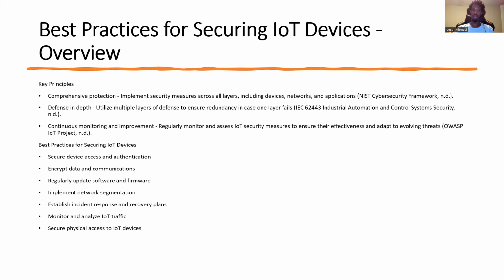So the first one would be securing the device access and authentication. The second would be to encrypt data and communication. The third one would be to regularly update software and firmware. The fourth one would be to implement network segmentation. The fifth one would be to establish incident response and recovery plans. The sixth one would be to monitor and analyze Internet of Things traffic. And the seventh and final one would be to secure physical access to Internet of Things devices.